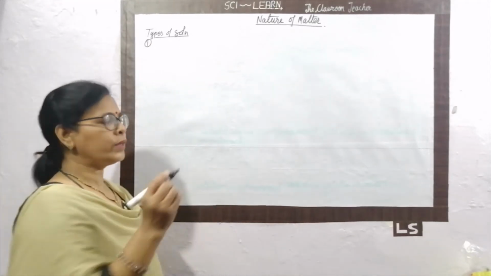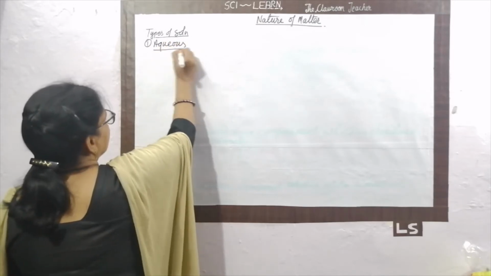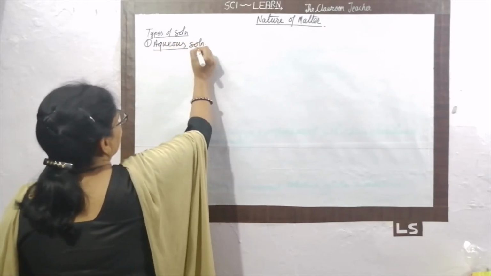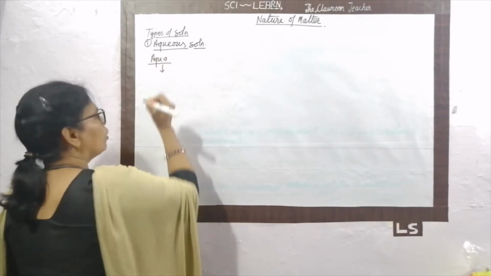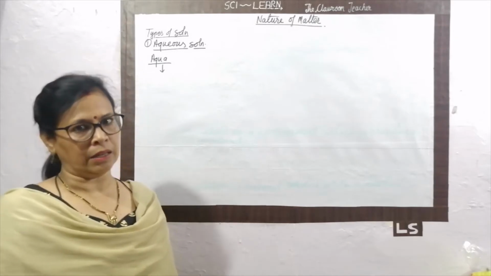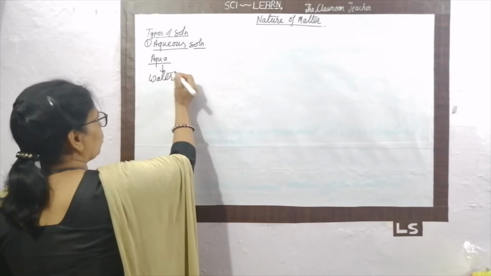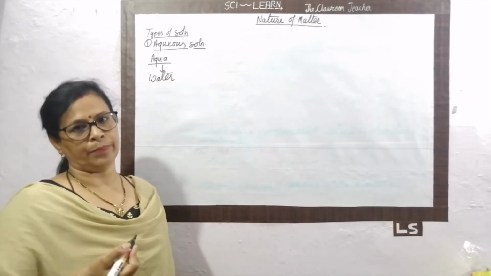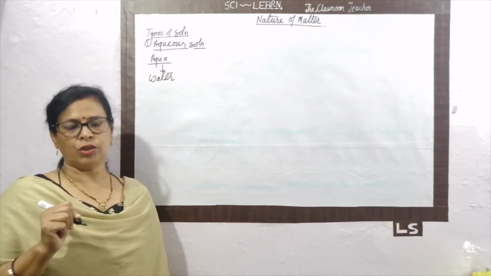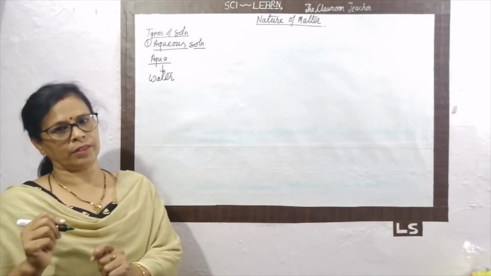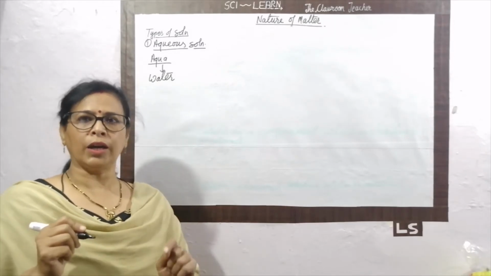First is called aqueous solution. Now here one word is there that is called aqua. I always told you that in science all the terms have some meaning. Aqua means water. It is a Latin word that means water. Aqueous solution means a solution in which solute is dissolved in water. If the solute is dissolved in water, then that type of solution is called the aqueous solution.